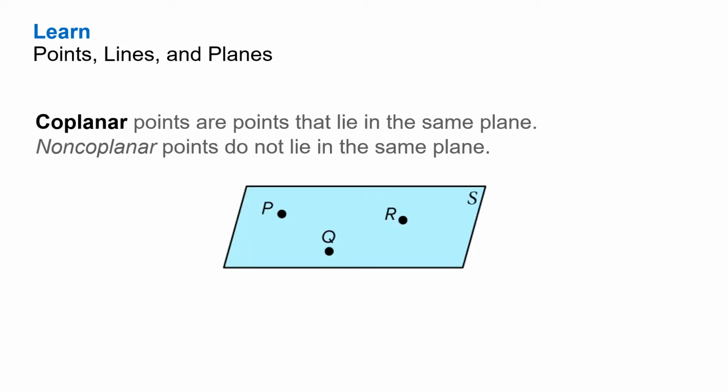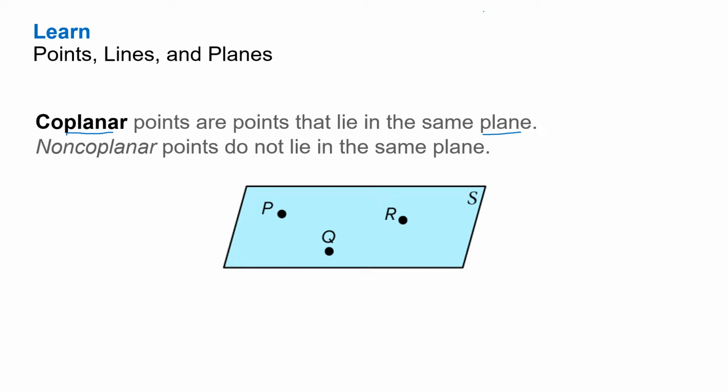Coplanar points are points that lie in the same plane. Non-coplanar points do not lie in the same plane. So again, if you look at the word coplanar, we have PLAN, and that's the same beginning as the word plane. So coplanar means on the same plane. That should help you differentiate between coplanar and collinear.